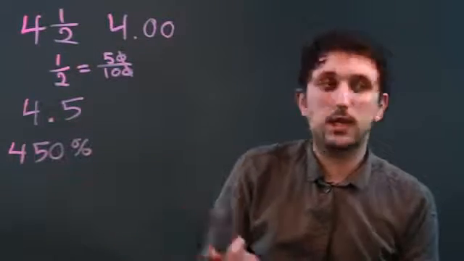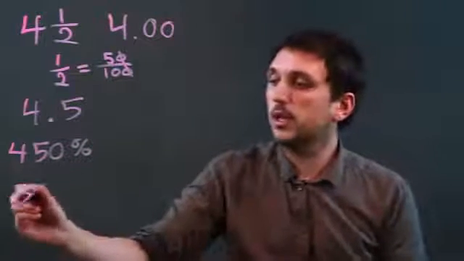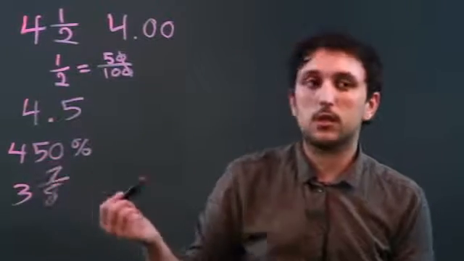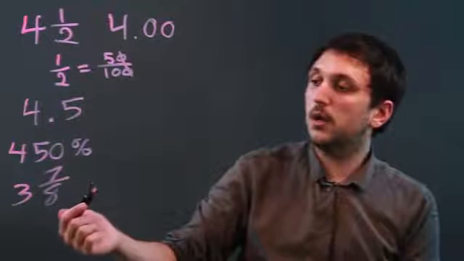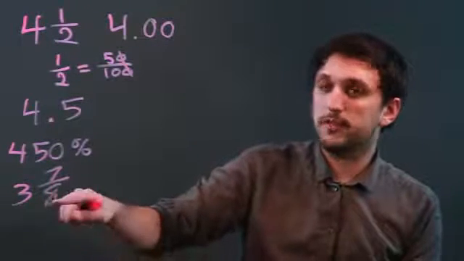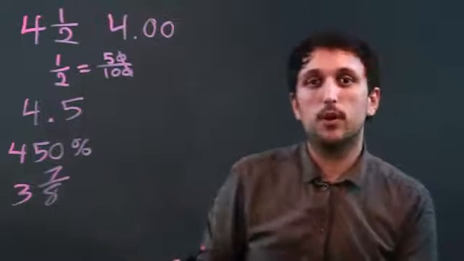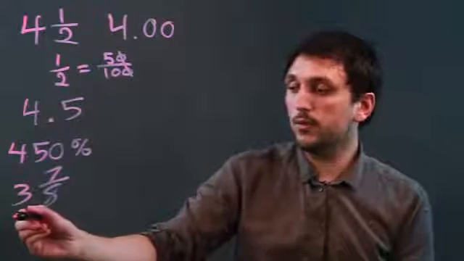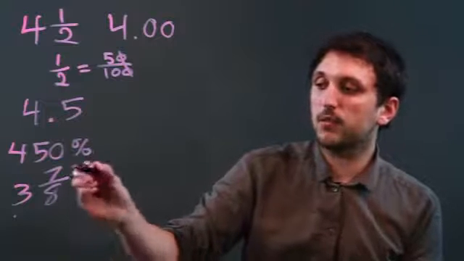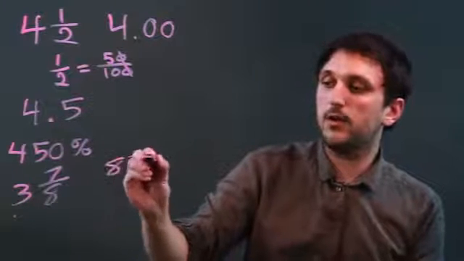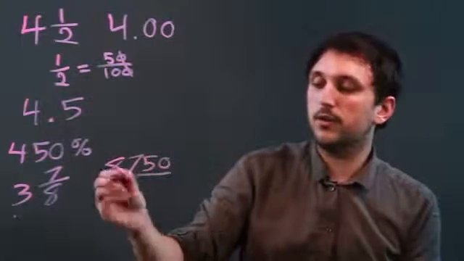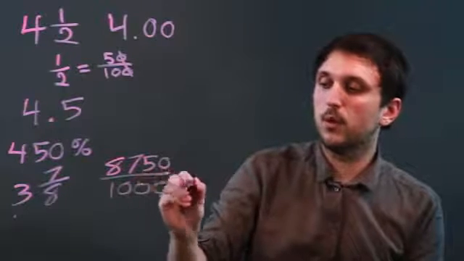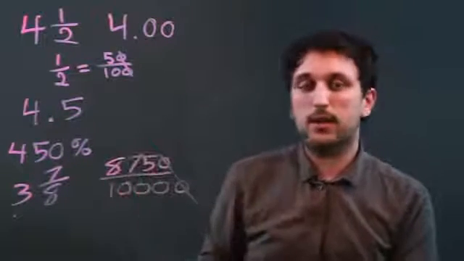So let's take another number. Let's try 3 and 7/8. Now, the problem with 7/8 is 8 has to go pretty far out before you get to a clean decimal. So we say 3 would just be 3.0, and 7/8 is like saying 8,750 out of 10,000, or rather 875 out of 1,000.